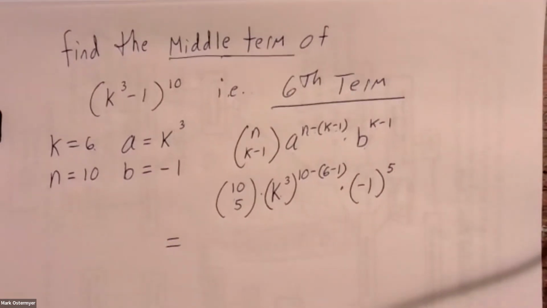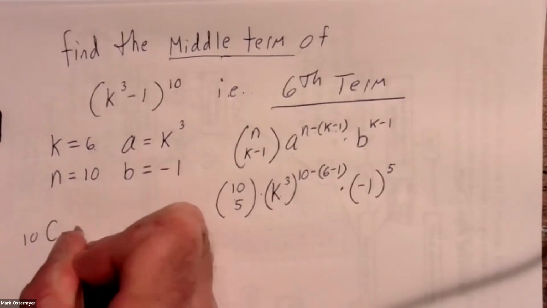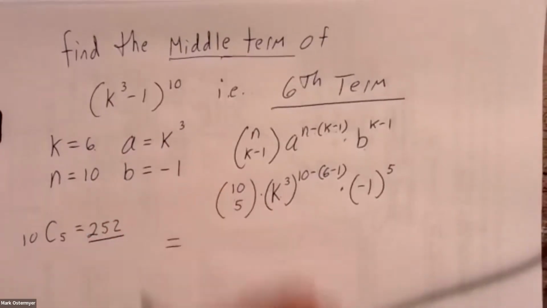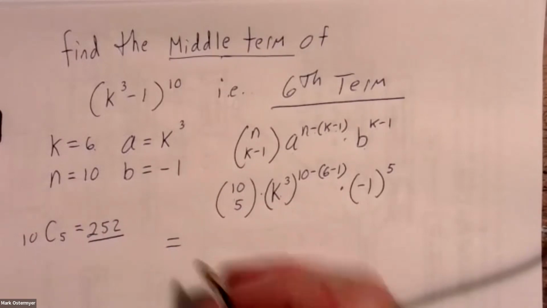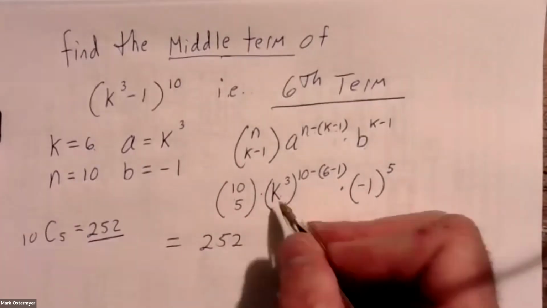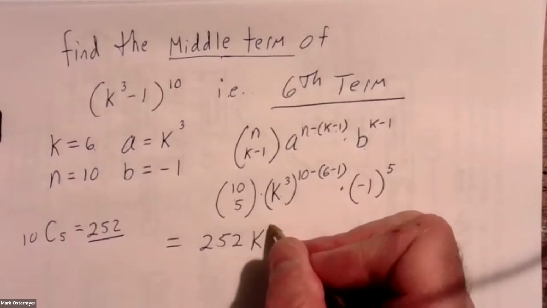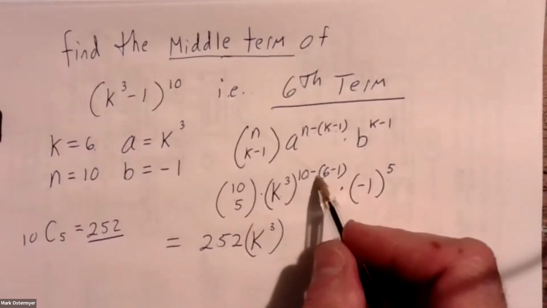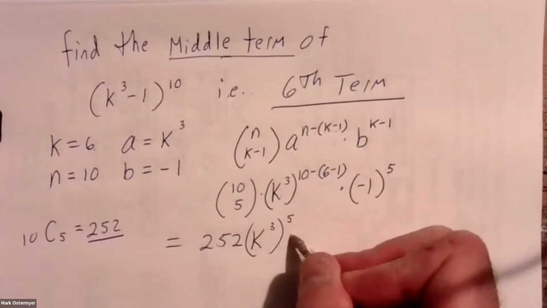Now we just have to actually evaluate or simplify this. What is 10 in combination with 5? Did we do that one already? 10 in combination with 5? That seems awfully familiar. Anyways, I don't know. It's 252. We did not do that. So this would be 252. You could get that on your calculator using your combination function. So we got 252 times k cubed raised to the 6 minus 1 is 5, 10 minus 5 is 5. So that's raised to the 5th power.